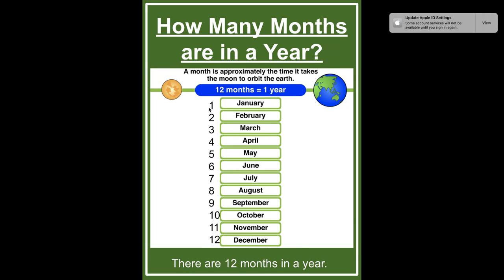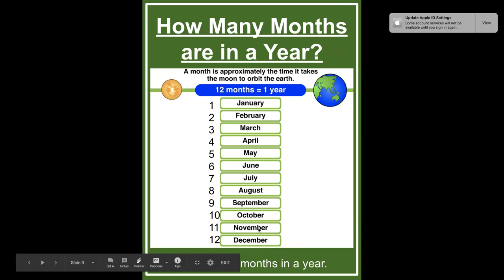So January is the first month, February is the second, March is the third, April is the fourth month, May is the fifth month, June is the sixth month, July is the seventh month, August is the eighth month, September is the ninth month, October is the 10th month, November 11th month, and lastly, December is the last month, or the 12th month.